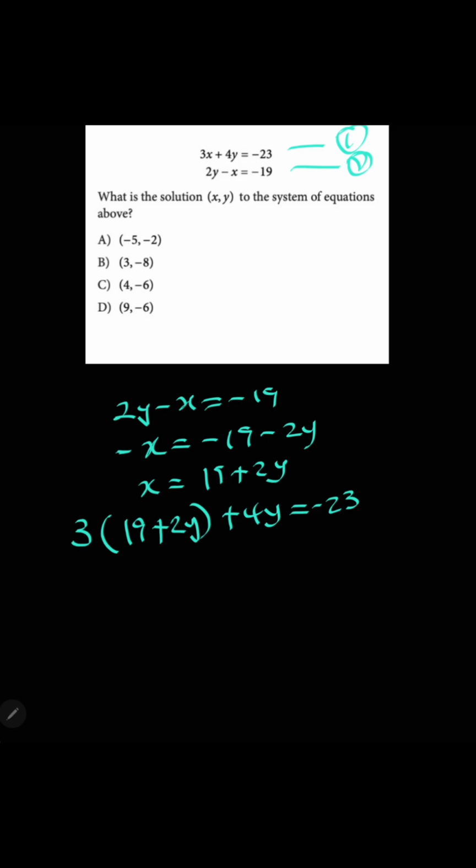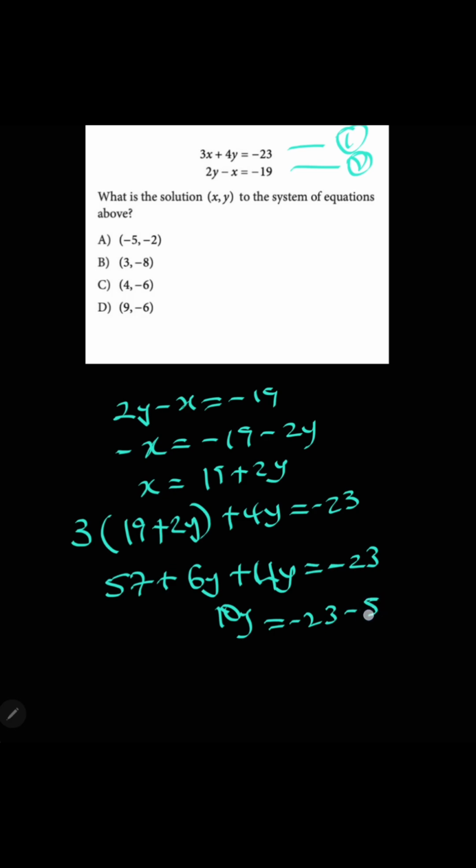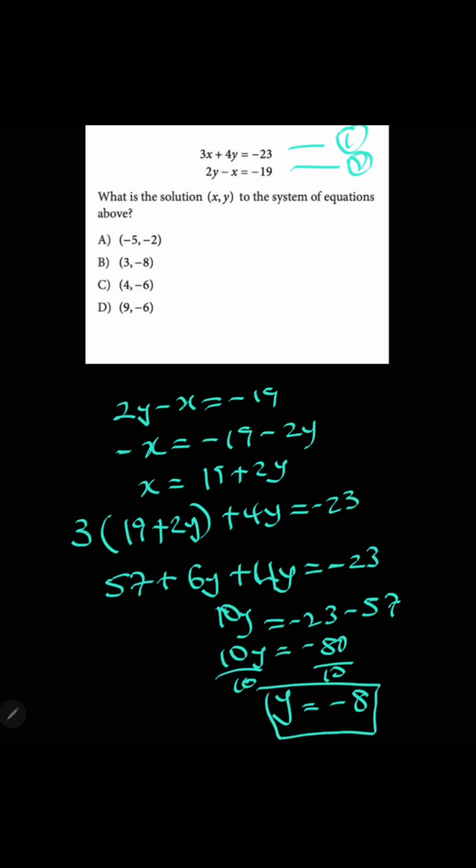So 3 multiplied by 19 is going to give us 57, plus 3 multiplied by 2y is going to give you 6y, plus 4y equals negative 23. 6y plus 4y is going to give you 10y equals negative 23 minus 57, right? So 10y will now give us negative 80. So divide by 10, divide by 10. So y is going to give you negative 8, okay? So y is negative 8. And when you look at the options, you can see it's only option B that has negative 8. And that's how you solve it.